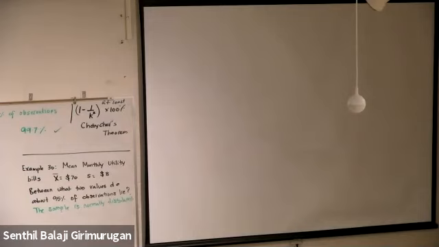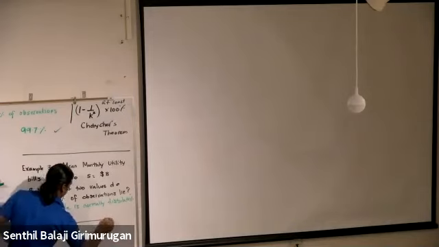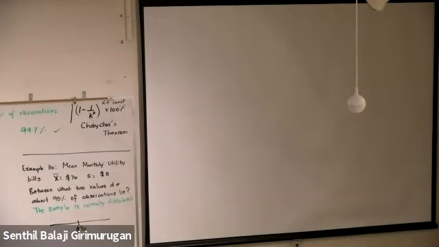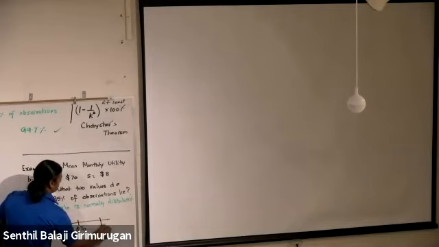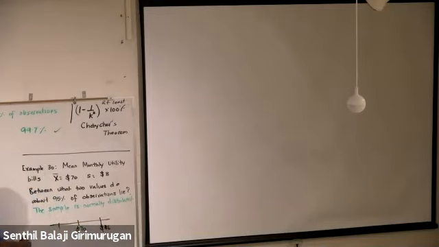So the mean is 70. 2 standard deviations from 70 is 86. And to the left, 54.